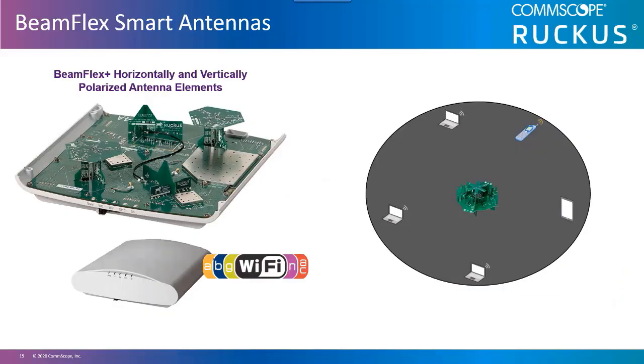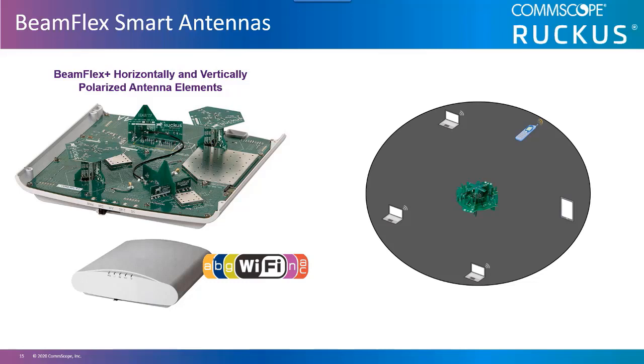BeamFlex Smart Antennas. BeamFlex is a unique RUCKUS technology and one of the main advantages of using RUCKUS wireless access points. The BeamFlex antenna array directs transmissions towards the client to maximize the efficiency of the transmissions. What exactly does BeamFlex do? It creates dynamic adaptive antennas.